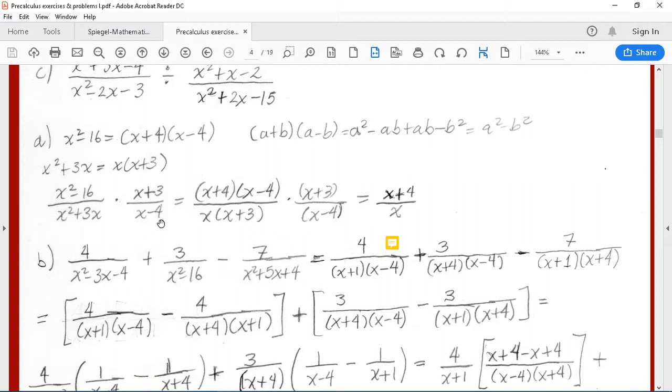So as you can see here, we have x plus 4 here, and we have x plus 4 here, x minus 4 here, and x minus 4 here. These two cancel out. You have x plus 3 here, and you have x plus 3 here. Those two also cancel out. So you're left with x plus 4 over x.